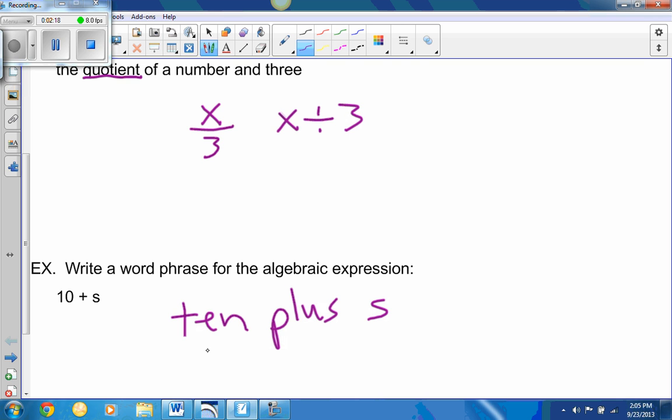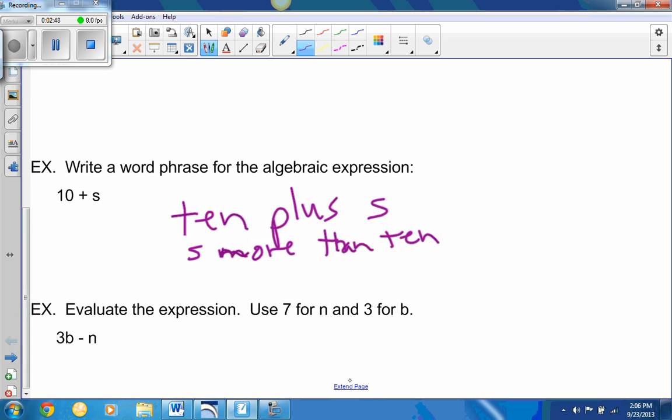Could you write it different ways? You sure could. You could say s more than 10. You can't write 10 more than s because the 10 would have to be after it. S more than 10, you could write 10 increased by s. I mean, there's several different ways. There's not necessarily just one answer for these. Just keep that in mind, because addition, you can say it several different ways.